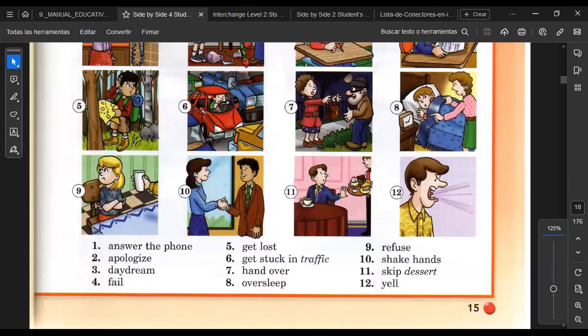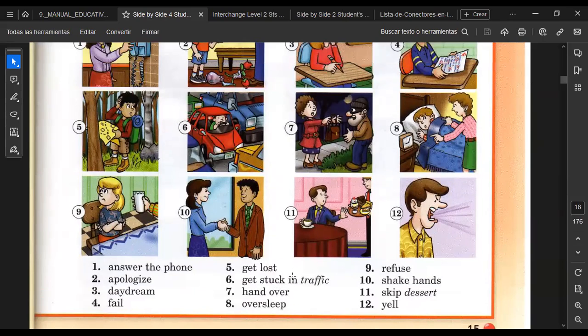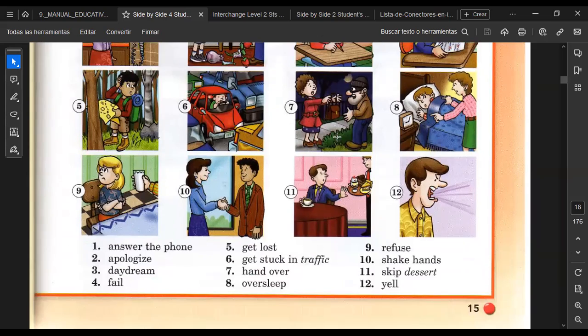Answer the phone, apologize, daydream, fail, get lost, get stuck in traffic, hangover, oversleep, refuse, shake hands, skip dessert, and gel. Okay, do you have any question with this vocabulary? ¿Tiene preguntas con este vocabulario? About a vocabulary preview.